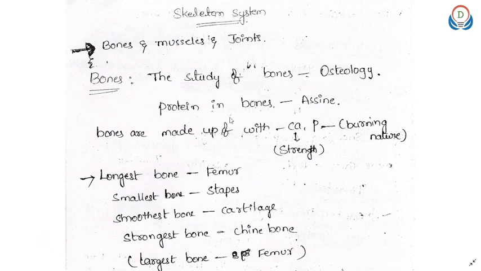What proteins are present in bones? How are bones made up? Bones are made up of calcium and phosphate. These are important for our bones.